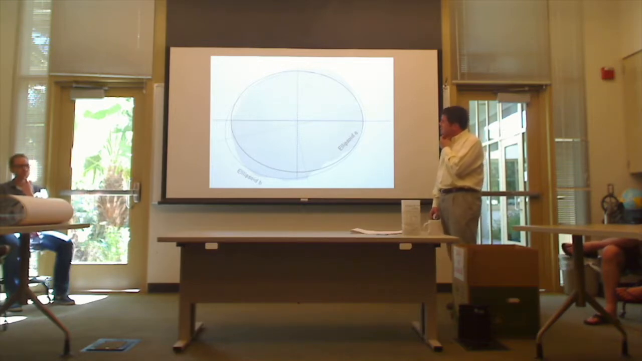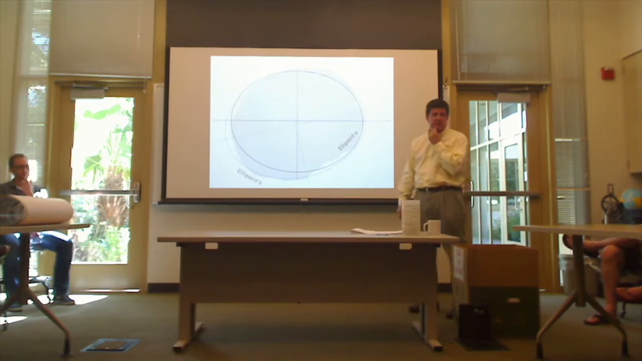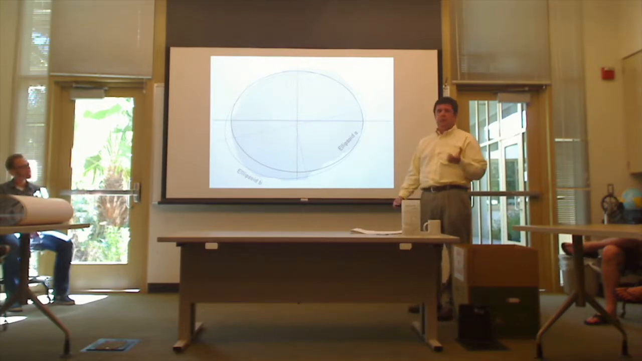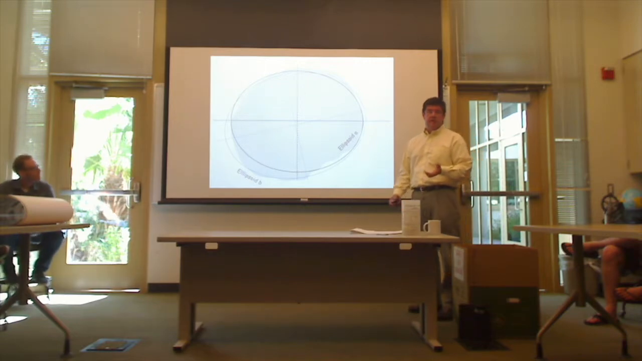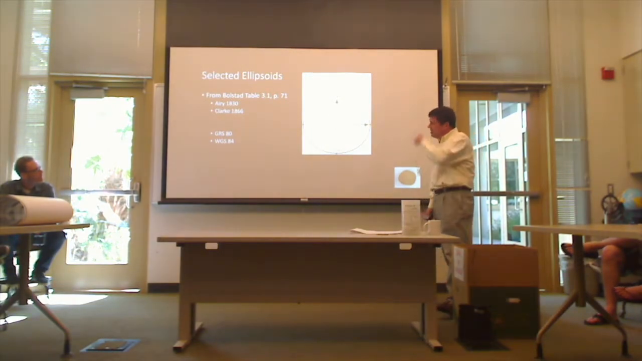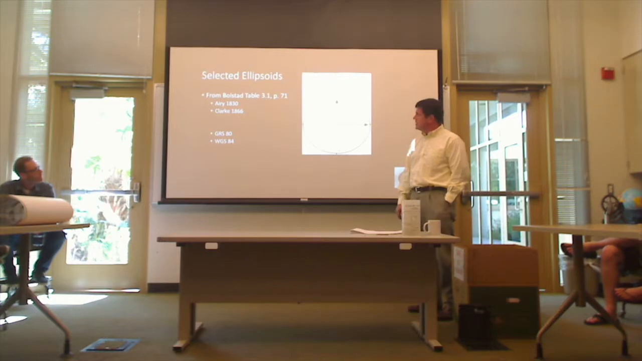And notice there are two different ellipsoids on here, one called ellipsoid A and ellipsoid B. It depends on what part of the world you're living in as to which ellipsoid is going to fit your continent, your country best. There are many different ellipsoids in use around the world. There's just a set of some that you'll encounter.